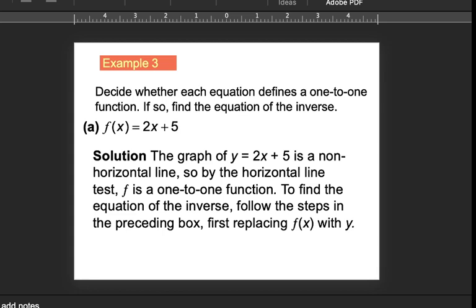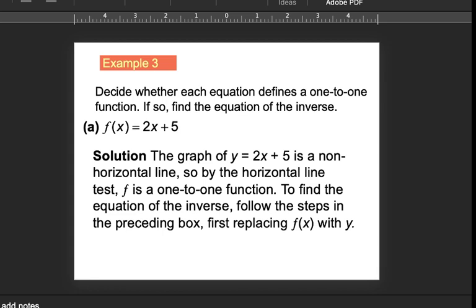So f of x is going to equal 2x plus 5. All right, but we're going to change that to y equals 2x plus 5, because again, f of x and y are interchangeable. They both relate to outputs. So what we're going to do, according to the inverse, all we need to do now is switch the placement of x and y. So I'm going now down here.